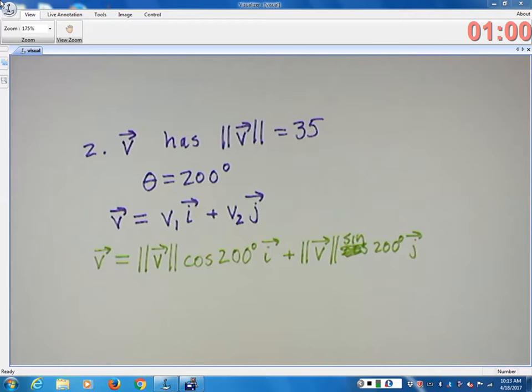Good job. Did you finish with that? I've got the equation you're going to use right there. Yep, the green one. You've got a magnitude given to you of 35. You use your calculator to find cosine of 200. Make sure it's in degree mode. Multiply it by 35. That goes with the i.